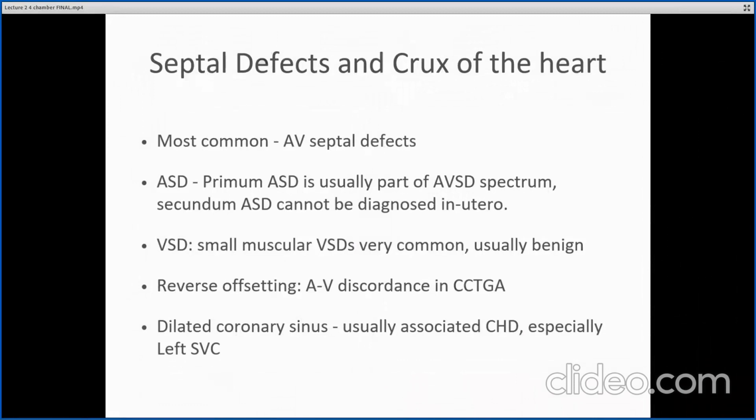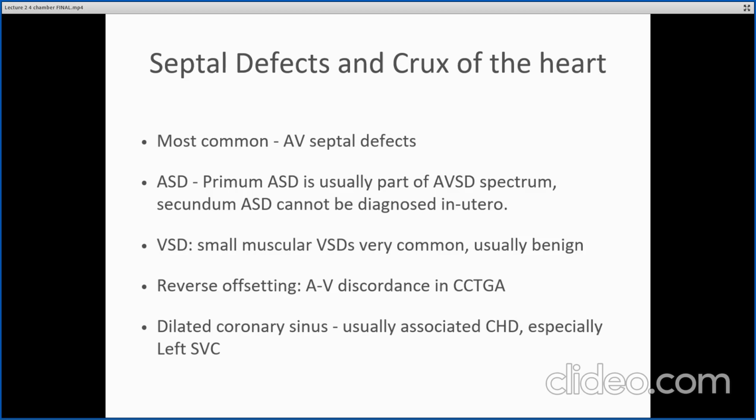Now we come to the next group of conditions, which is the septal defects and abnormalities of the cardiac crux. In this group of anomalies, the most important would be AV septal defects. The primum ASDs and the common atriums are a part of the spectrum. It is important to say that we cannot diagnose secundum ASD in utero because normally there is a foramen ovale, and it is often difficult to differentiate an abnormal secundum ASD from foramen ovale. Ventricular septal defects are very commonly found in fetal scans, particularly muscular VSDs, and most of these are benign.